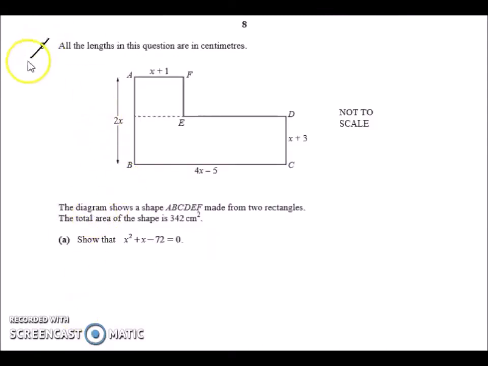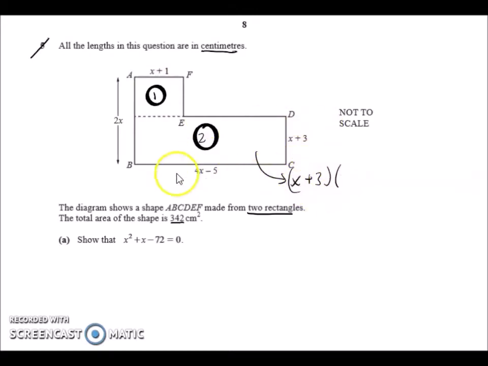Okay, now is question 5. All the lengths are in centimeters. Now we have a shape made of two triangles. Total area is 342. Now we try to get all this in x terms. This is area 1 and this is area 2. So here we managed to get it as x plus 3, we put a bracket multiplied with this one, 4x minus 5.